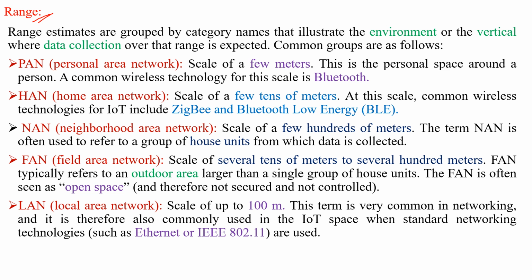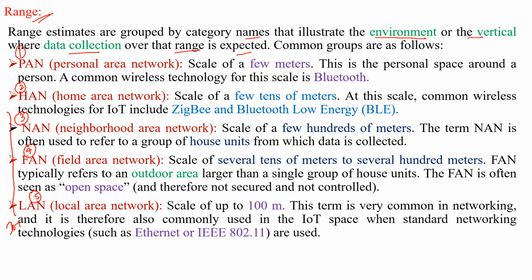As specified, under the access network sublayer, based on the range in the diagram which we have seen, the range estimates are grouped by category names that illustrate the environment or the vertical where the data collection over that range is expected. What are the common groups? One is your personal area network, second is your home area network, third is your neighborhood area network, fourth is your field area network, and fifth is your LAN, that is your local area network. Preferably, IoT devices are mainly concentrated on these types of networks.